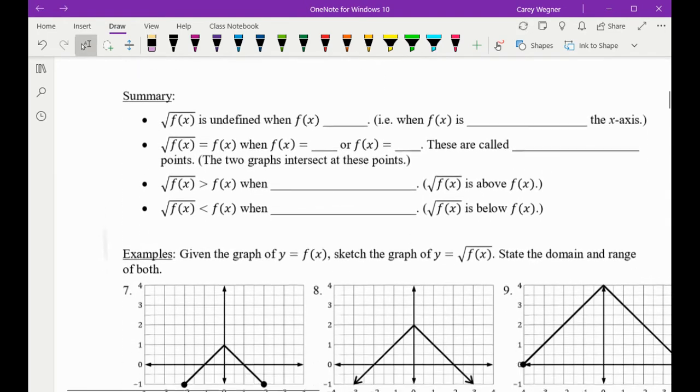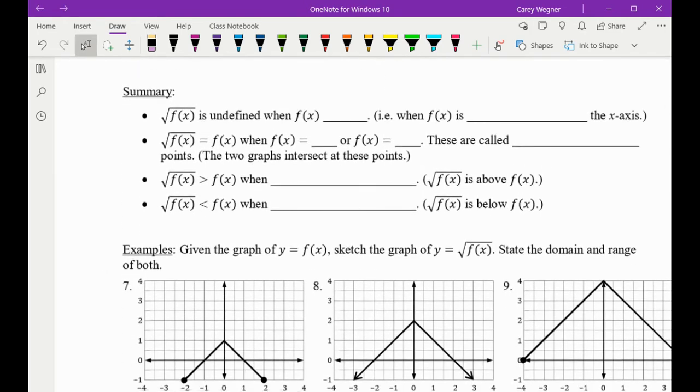Well, all that information we can summarize here in these bullet points. First point, my square root of a function is undefined whenever my original function is less than 0. So whenever that function had a y value less than 0, its square root was undefined. And that would be when the original function was below the x-axis.